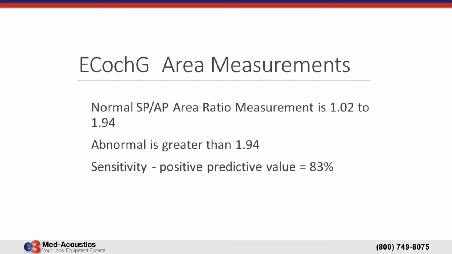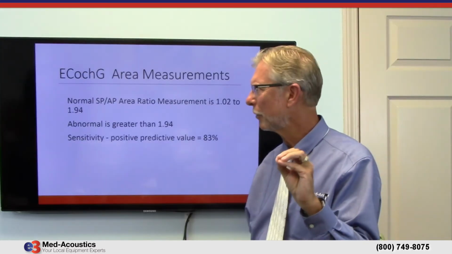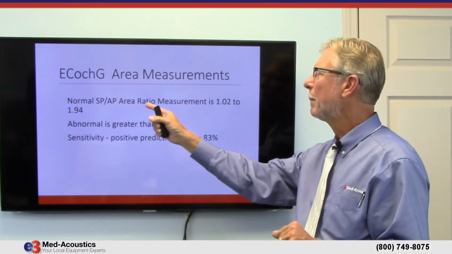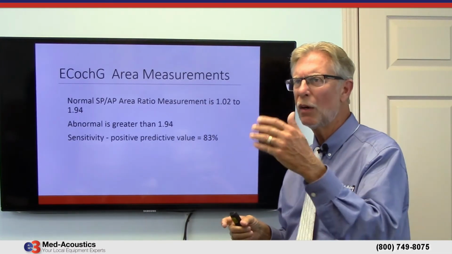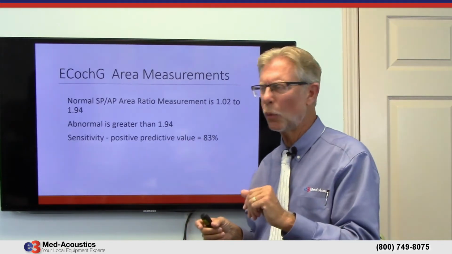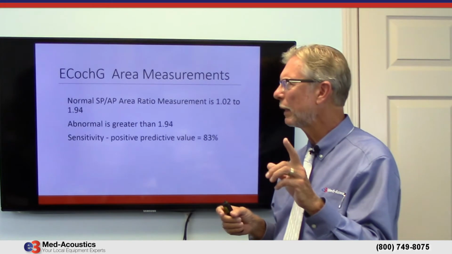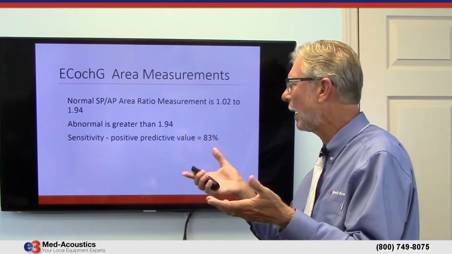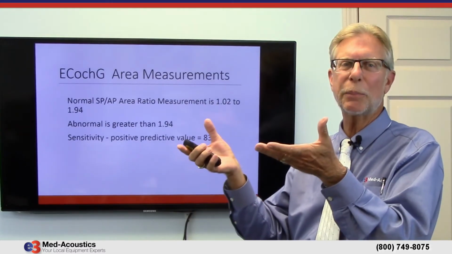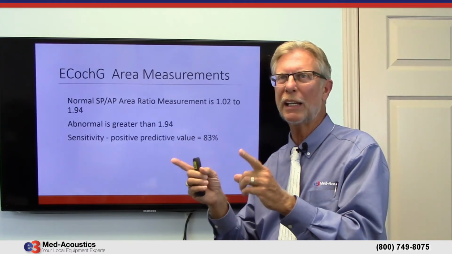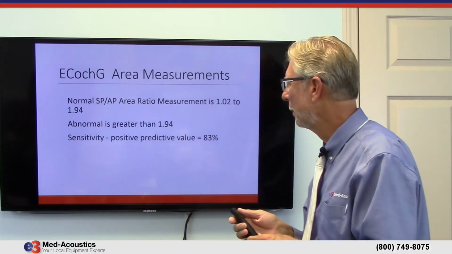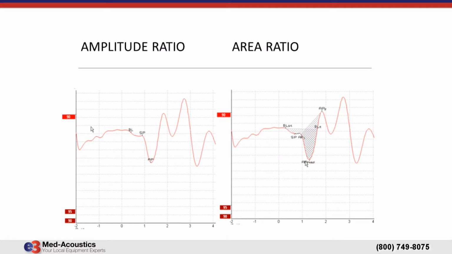If you want to enhance the sensitivity of this test, one way to do it is by making ECoG area measurements. It used to be called area under the curve. So we're measuring not just the amplitude ratio, but the area ratio. And I'll show you what I mean by that. The normal SP-AP area ratio measurement is going to be somewhere between 1.02 and 1.94. Anything greater than 1.94 is abnormal. And now we've raised the sensitivity, the positive predictive value, from 63% to 83%. So we're more likely to actually be able to identify the patient with a test that's positive for Meniere's. Okay? And this type of measurement is built into the Interacoustics Eclipse Advanced Auditory Evoked Potential System. It's one of the reasons why we call it advanced.